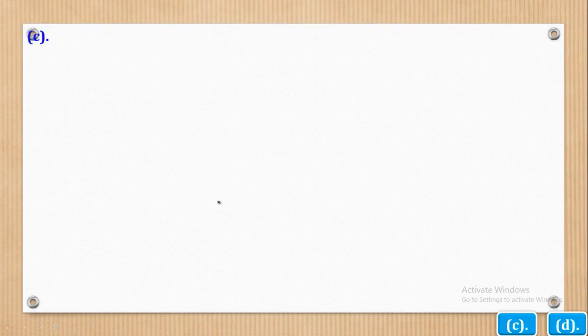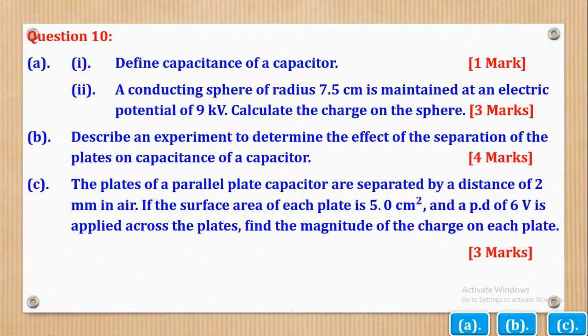So now we shall go to part C. Part C says that the plates of a parallel plate capacitor are separated by a distance of 2 mm in air. If the surface area of each plate is 5.0 cm squared and a PD of 6 volts is applied across the plates, find the magnitude of the charge on each plate.